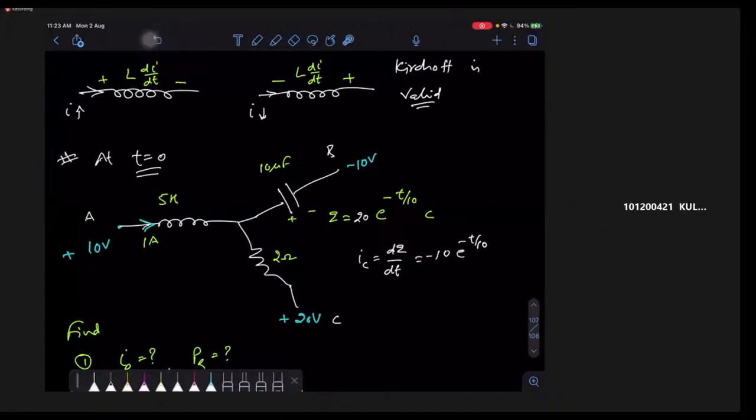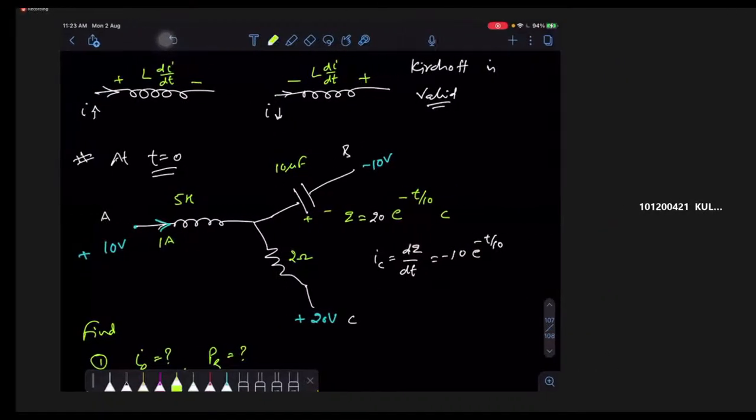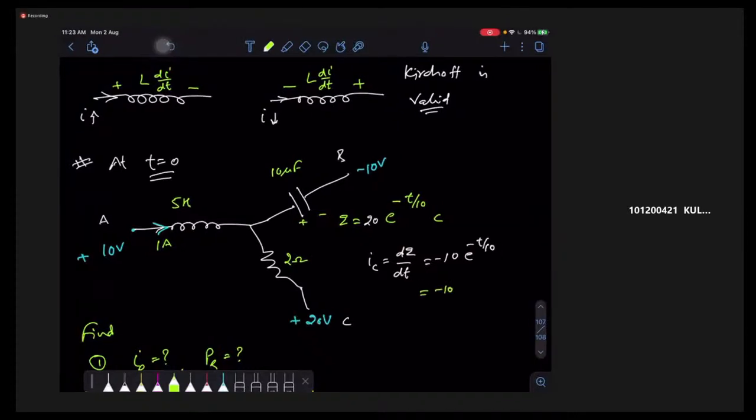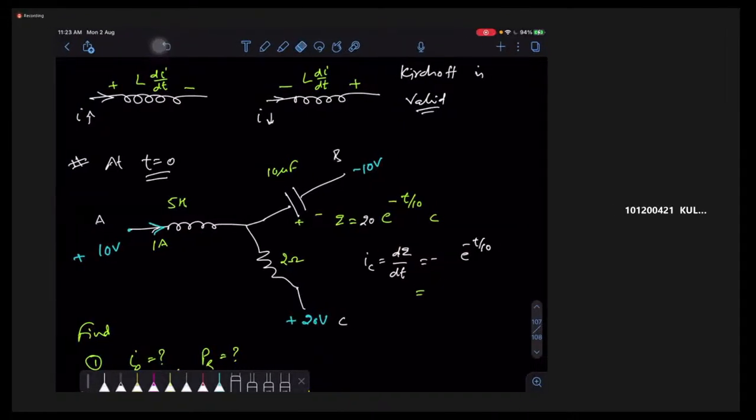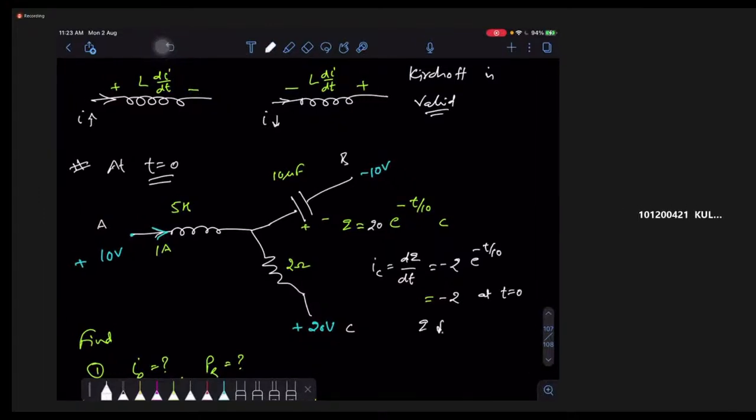At time equal to 0, its value is minus 10, sorry, not minus 10, minus 2. The derivative is minus 2 at time equal to 0. That is my current through the capacitor, okay? Minus 2. What is the meaning of minus 2? The meaning is that the charge on the plate is decreasing. The direction of the current is such that it will decrease the charge. So Q is decreasing.